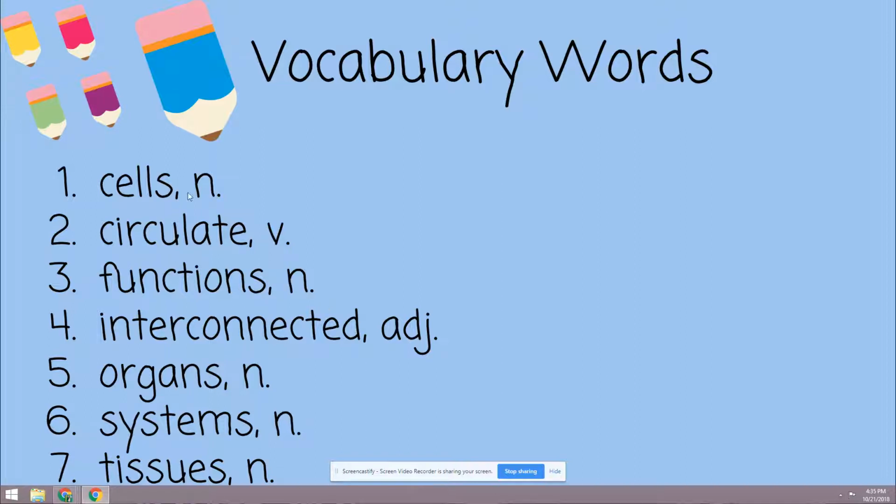Let's look at the words again. We have cells, circulate, functions, interconnected, organs, systems, and tissues.